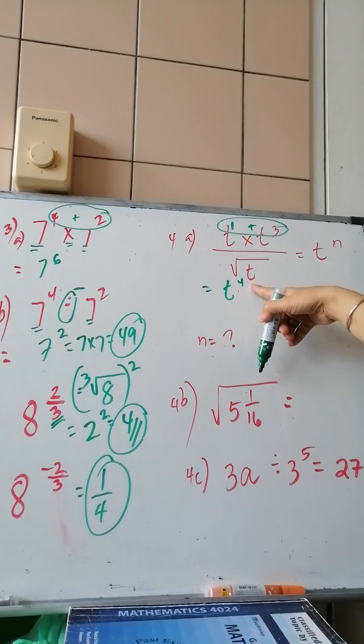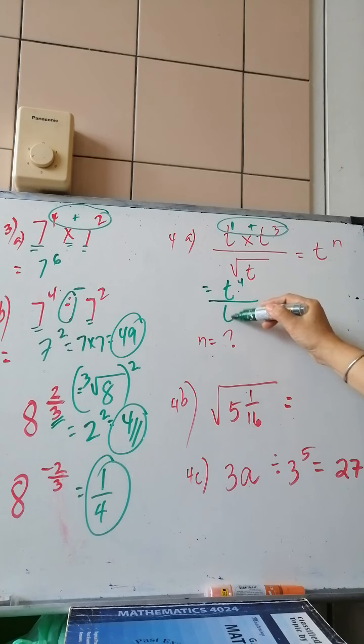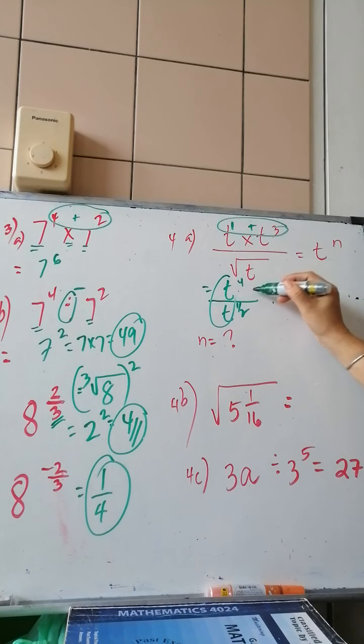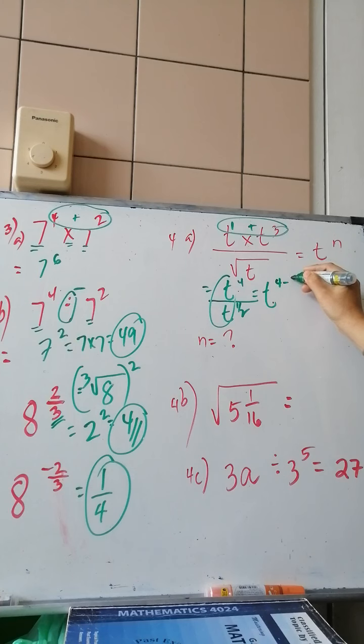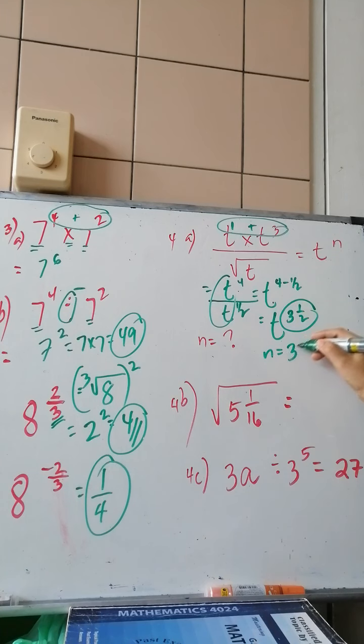And then, if we're looking for the square root, it means that the index is 1/2, just like in our previous example. So again, both are letter T, so we copy T, and what we do with the indices is we subtract them. So 4 minus 1/2 will be T to the power of 3 and 1/2. So our answer is 3 and 1 over 2.